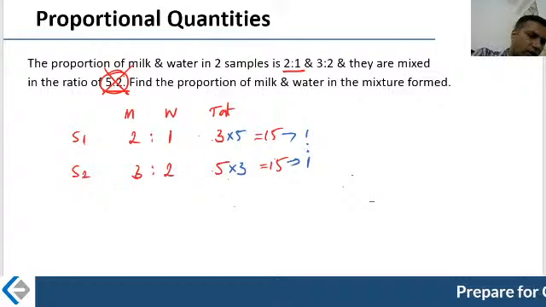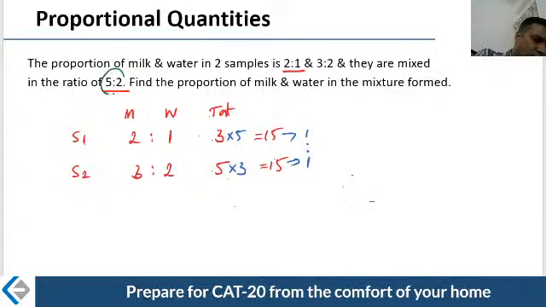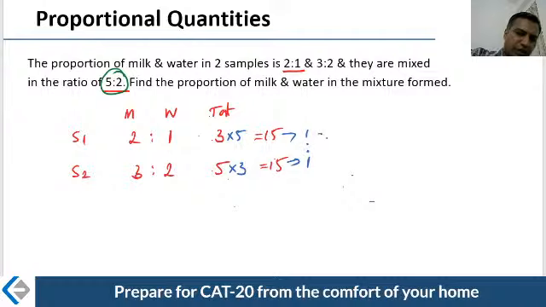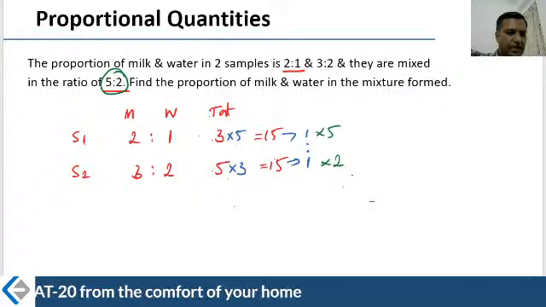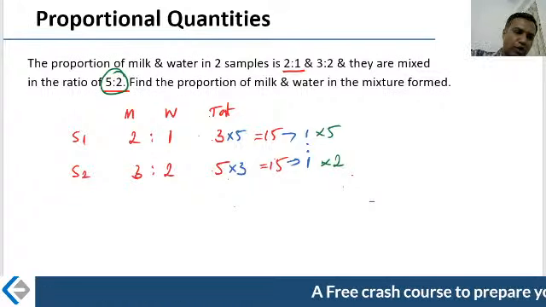Great. But then what did the author say? Now open this particular game. He says, I want a 5:2 ratio, but you are writing a 1:1 ratio. I am not interested in 1:1; rather, I am interested in 5:2. Okay, if you are interested in 5:2, I will multiply this by 5 and this by 2. Now, did you get the 5:2 ratio? Absolutely yes.